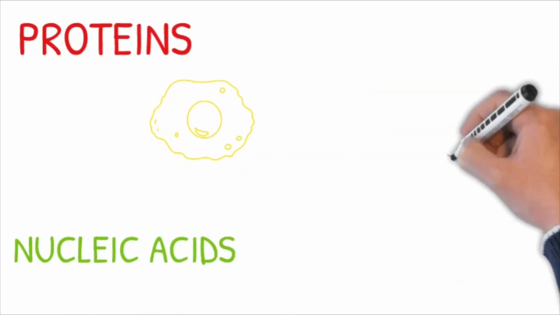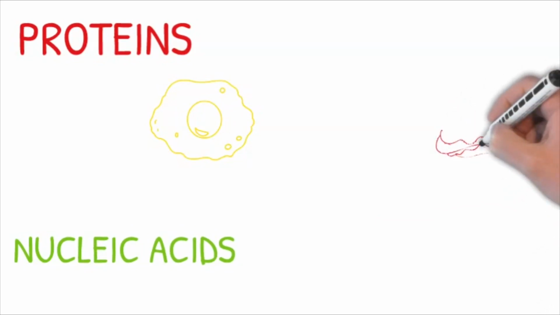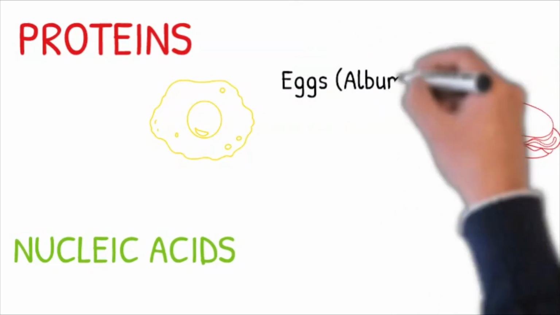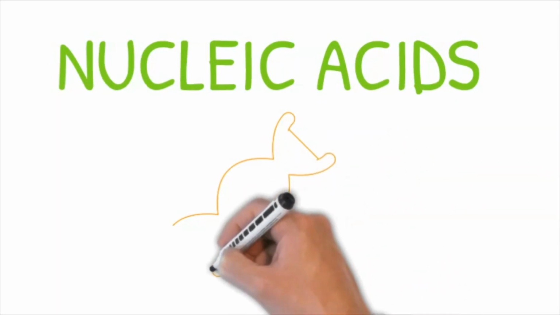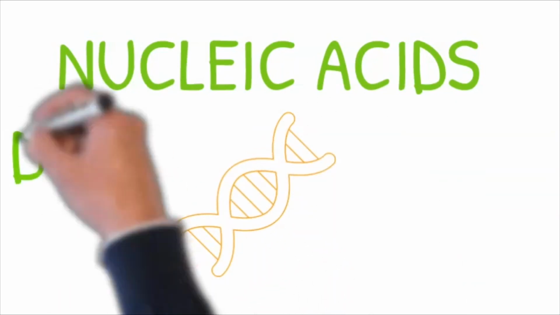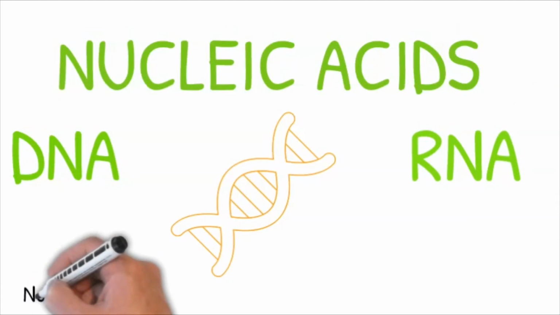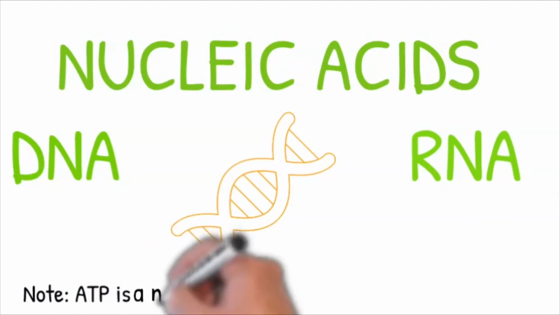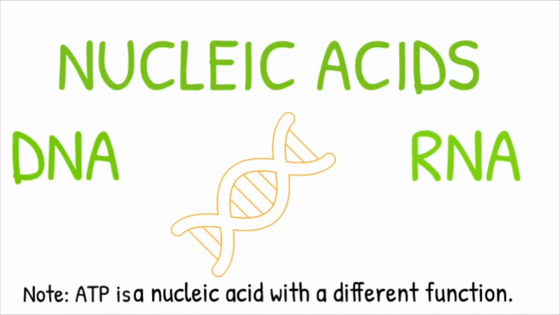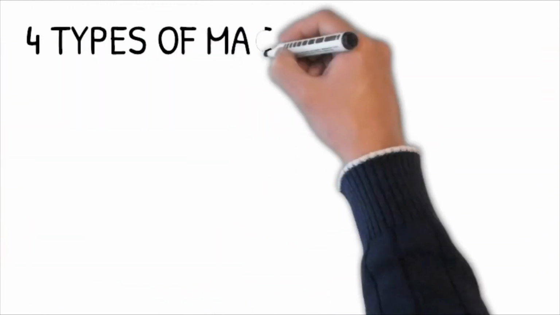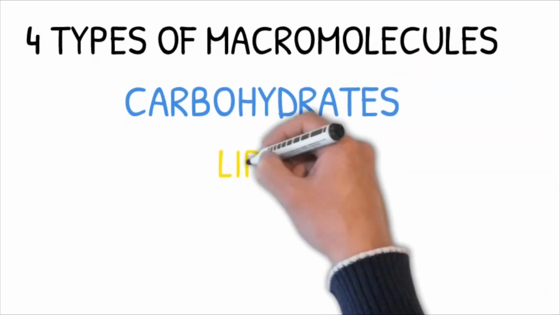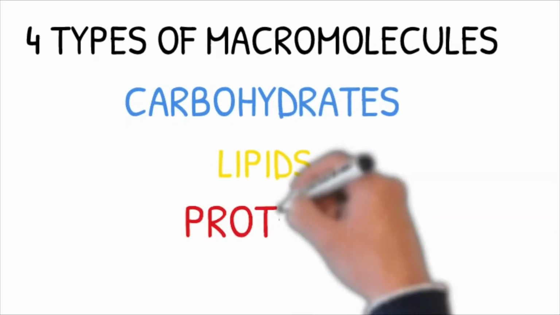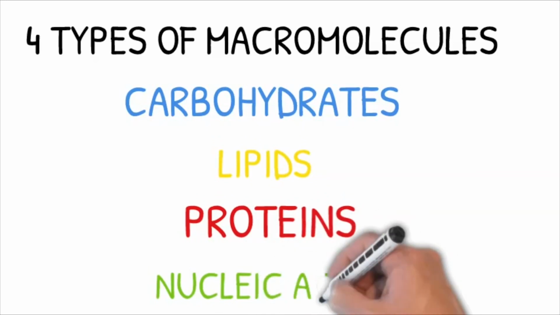As examples of proteins, you're going to have albumin in eggs, the meat that you normally eat, and enzymes, which we will talk about later. And then examples of nucleic acids, you definitely have DNA and RNA. But we should also remember that ATP is a nucleic acid as well. We will go into more detail in the next couple of minutes. Just to summarize, we have carbohydrates, lipids, proteins, and nucleic acids.